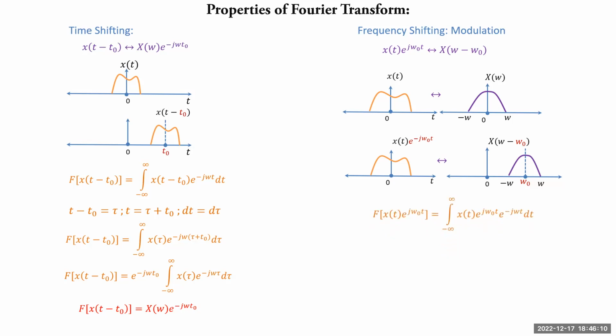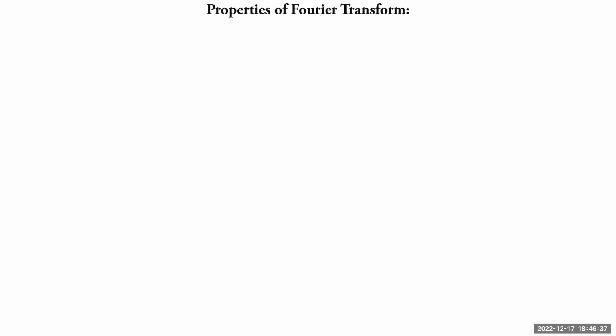Now this property can be proved easily using the first definition of the Fourier integral by substituting x of t as x of t into e raised to j omega naught t. Now here, when the equation is simplified, you'll get a new frequency omega minus omega naught in the Fourier transform equation, and hence the Fourier transform becomes x of omega minus omega naught.